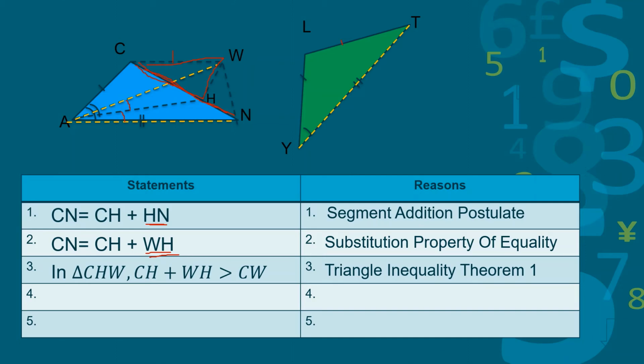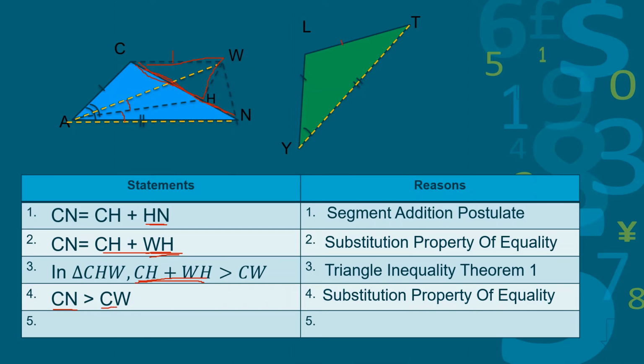So gamitin natin ngayon yung statement number 2 and statement number 3. Sa statement number 2 and statement number 3, we can now write the statement CN is greater than CW. So what is the reason behind this? By substitution property. Kasi from statement number 2, ang CN ay CH plus WH. Since ito ay equal sa CN, papalitan lang natin ito ng CN. Kaya naging CN is greater than CW.